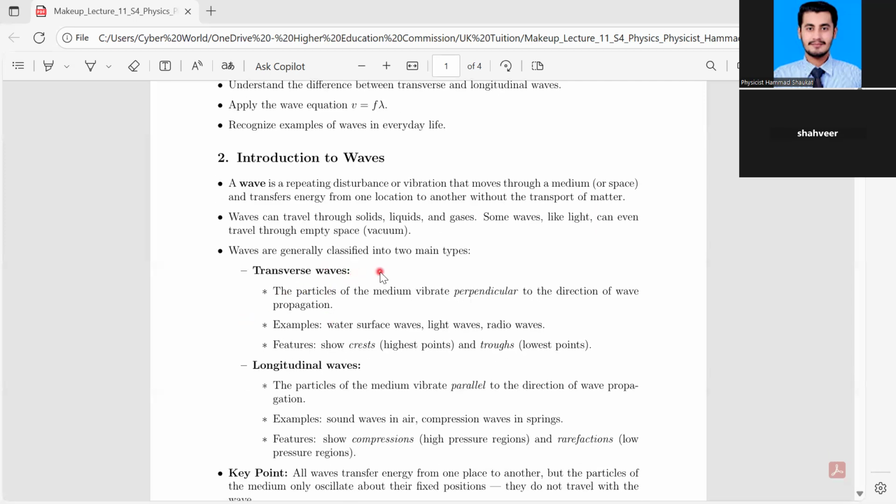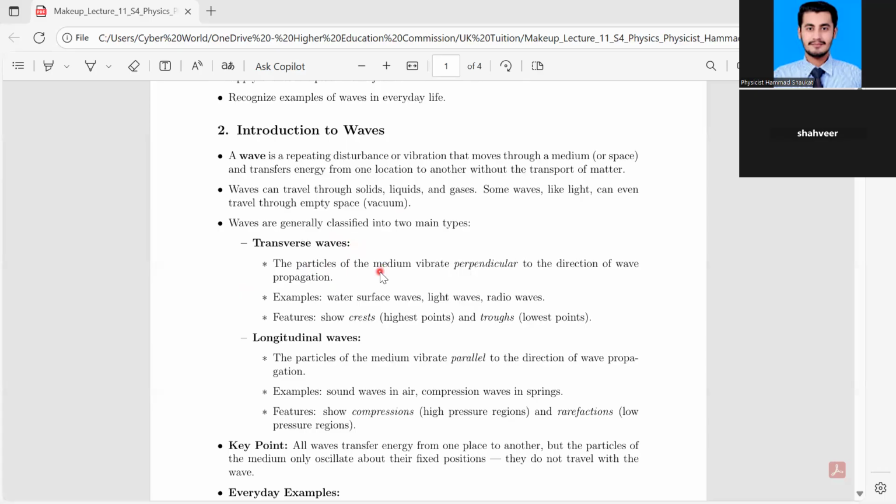towards the main types of waves. The two main types of waves are transverse waves and longitudinal waves. So, what are transverse waves? A transverse wave is basically a type of wave in which your particles vibrate. Definitely, particles have to vibrate, but in which direction? The particles of the medium vibrate perpendicular to the direction of propagation. Remember this, your particles vibrate perpendicular to the direction of propagation.